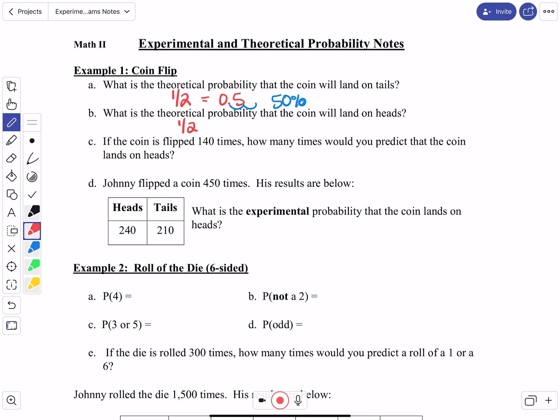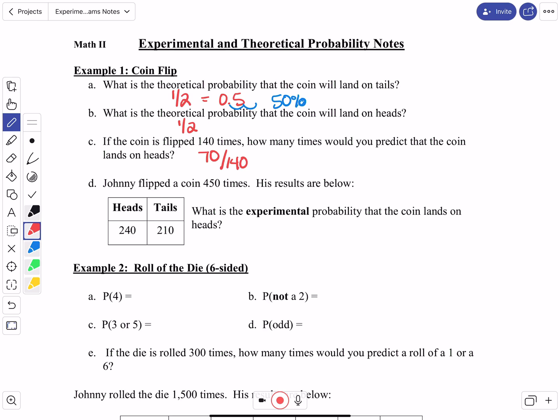For C, if the coin is flipped 140 times, how many times would you predict the coin would land on heads? So this would be your experimental probability. So we would predict that it would land 70 out of 140 times. Okay, so we would predict that it would land half of those amount of times.